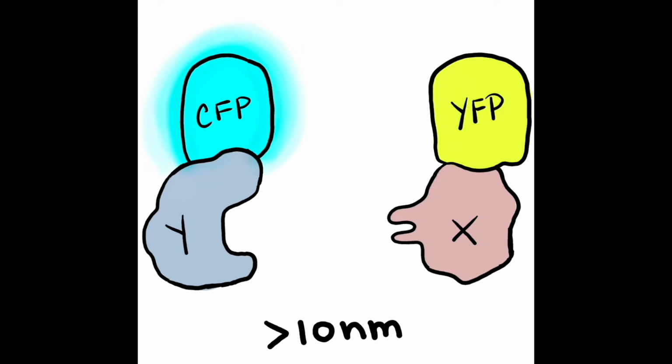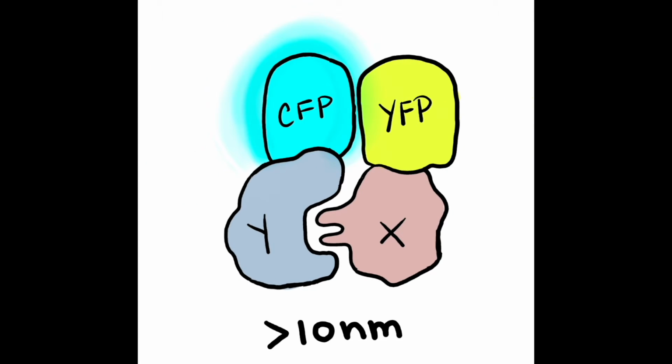For example, if we attach CFP to protein Y and YFP to protein X, when they are more than 10 nanometers apart, they can't produce a FRET. But once they are less than 10 nanometers apart, they can do this, where energy is transferred from CFP to YFP, making CFP become dimmer and YFP glow.